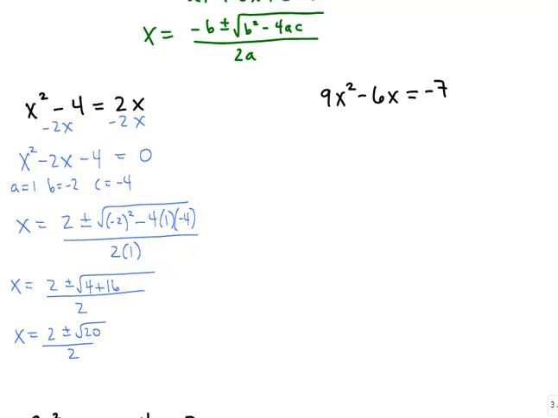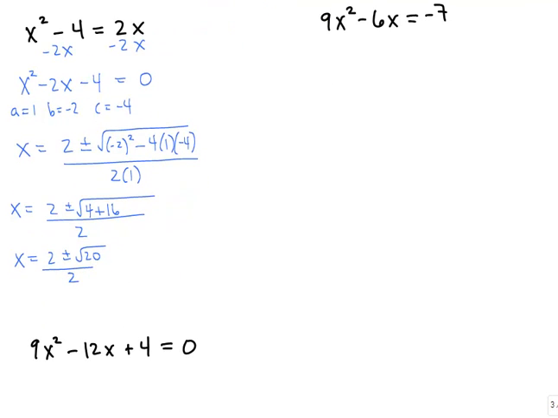Now when you're giving your final answers, please remember that you must simplify the radical. Square root of 20 is not reduced because it's divisible by a perfect square. Square root of 20 is 4 times 5 under radicals, and square root of 4 turns into a 2. So you have to always simplify your square roots. So this becomes 2 plus or minus 2 square root of 5 over 2.